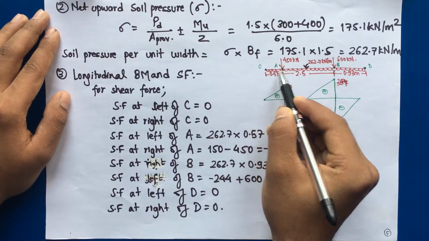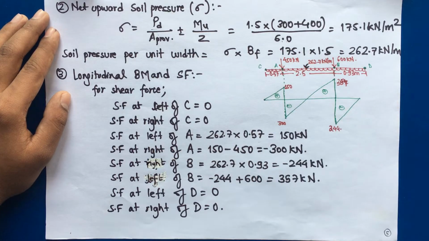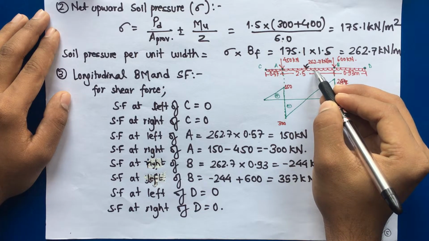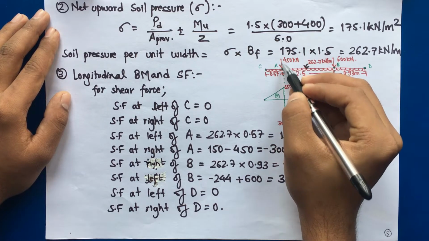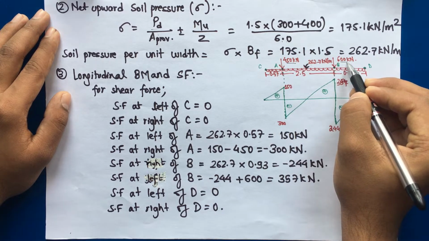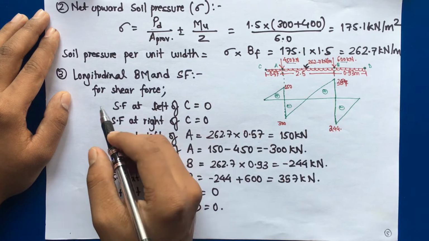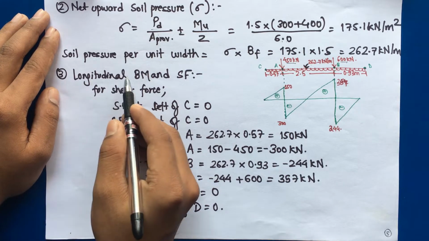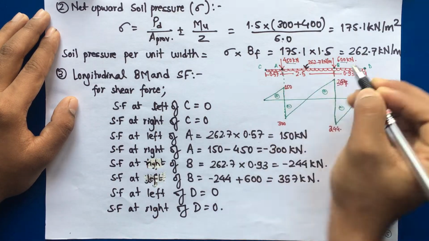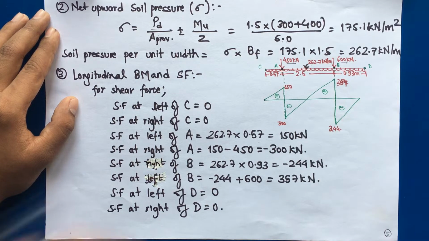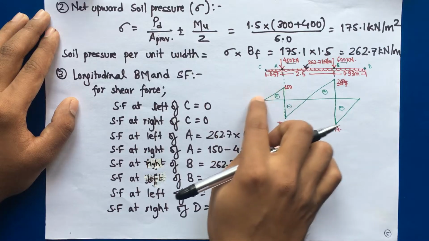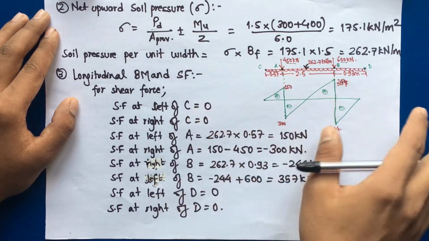Now you can see this is the simple diagram of the footing and it is subjected to a UDL of 262.7 kilonewton per meter. The design load under column A is 450, similarly under B it is 600 kilonewton. Now the hard step is to calculate the longitudinal bending moment and shear force. For shear force, if we see this is point A and this is point B, we can say this is a continuous beam with two overhang portions, so the shear force diagram will be something like this, and the values are computed as follows.